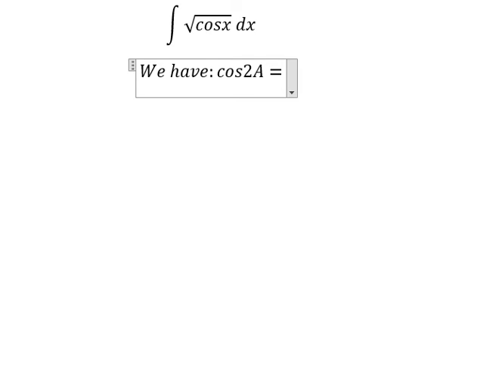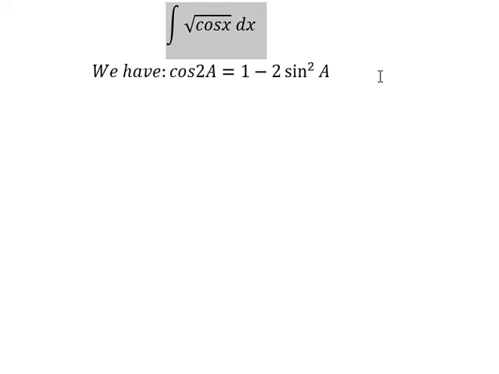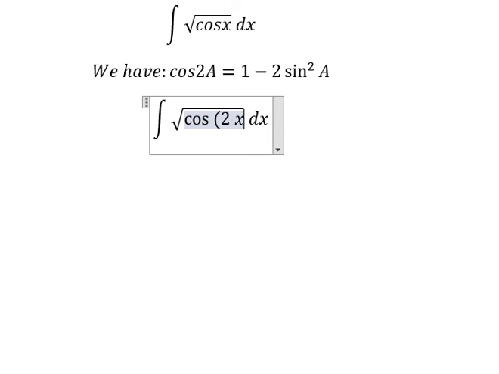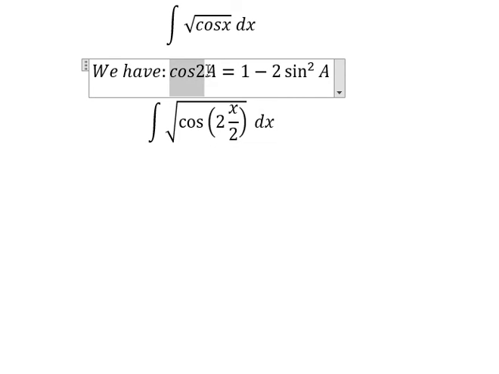We have the formula in here. Cosine 2a equals to 1 minus 2 sine a squared in here. So about s, we have number 2 multiplied by s over 2. So capital A, that is about s over 2. And now we need to transform this one into this one.